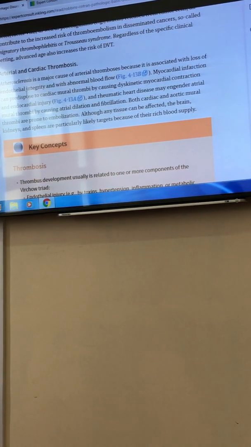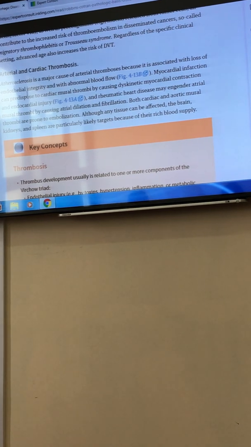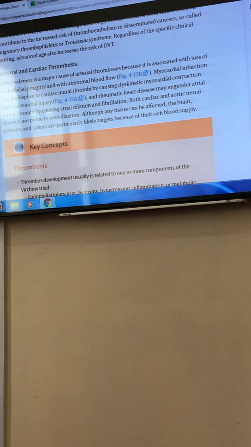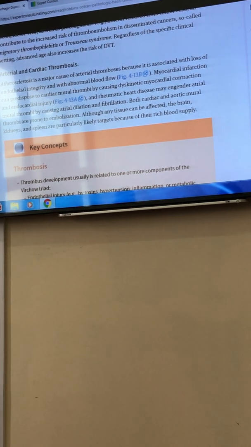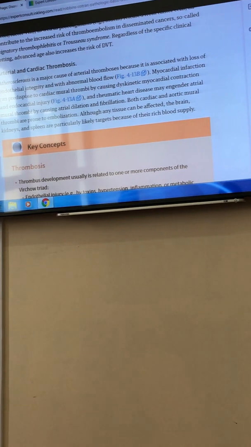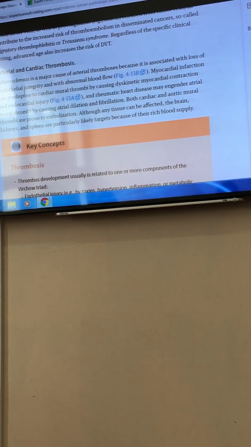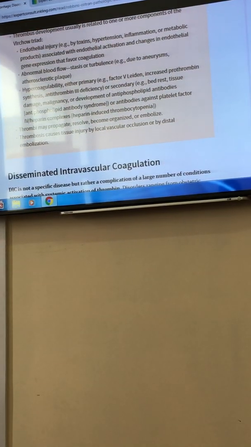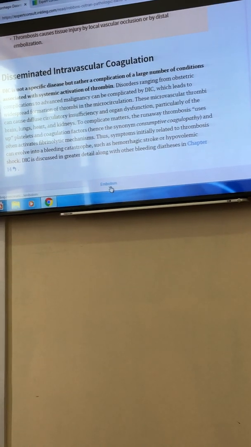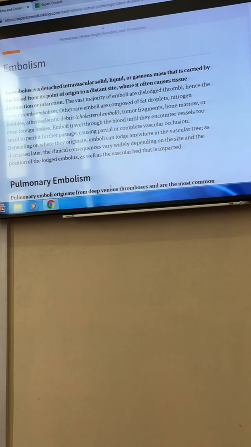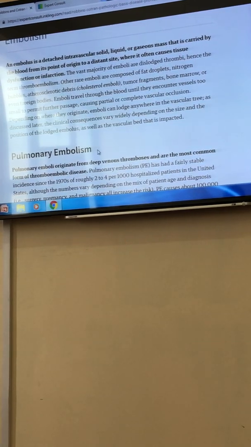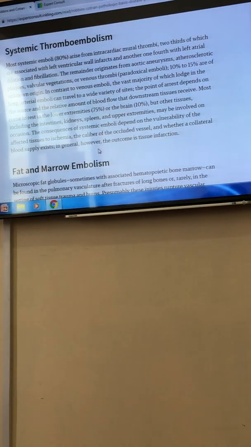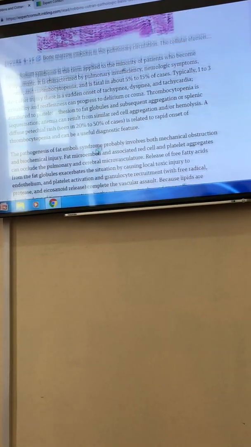Embolization is separation of these thrombi. Thrombi are attached to vessels. A thrombus is bound to the vessel wall and doesn't move. When it starts moving to other areas, it is called embolization. So it has the same structure, but moving. So this is the end of thrombosis, and we explained embolism in the morning.